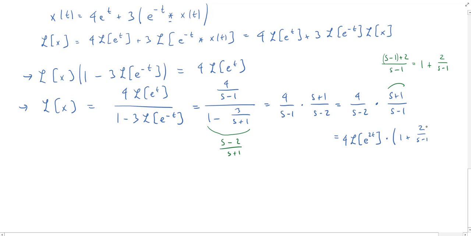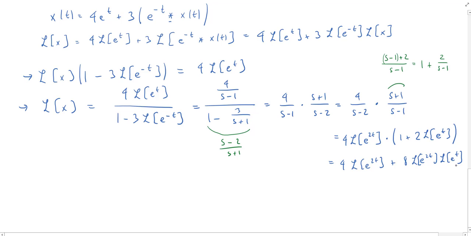Well, actually, let's just say what this is. 2 over s minus 1 is twice the Laplace transform of e to the t. Okay, so let's distribute a little bit. First I have 4 L of e to the 2t times 1, plus 4 L of e to the 2t times 2 L of e to the t. Oh, there's a 2, so I can make this an 8.